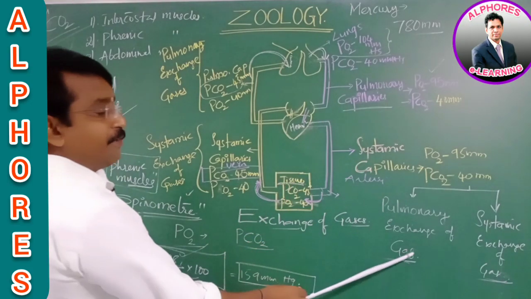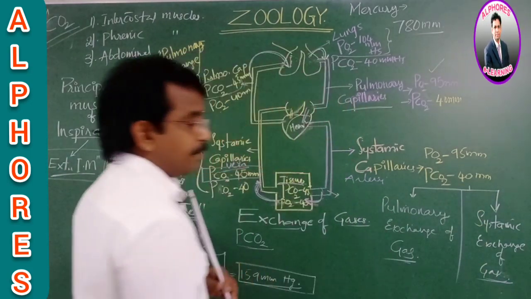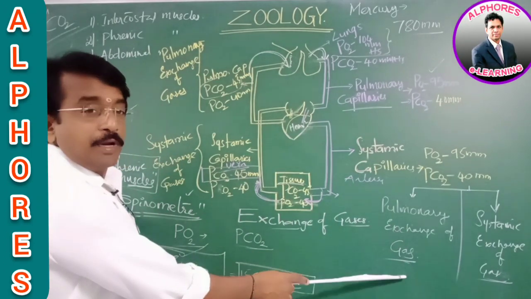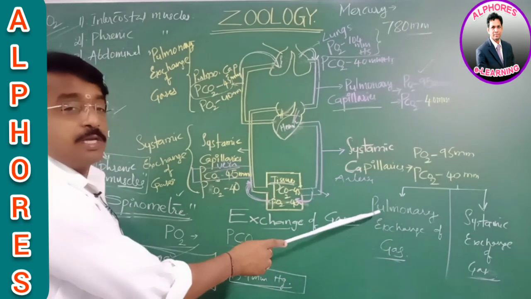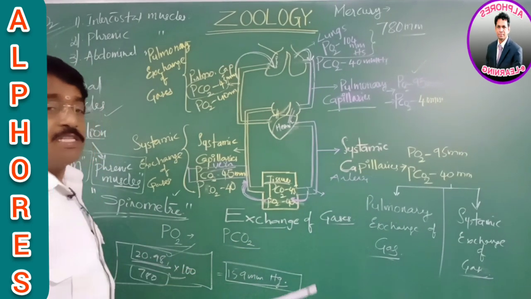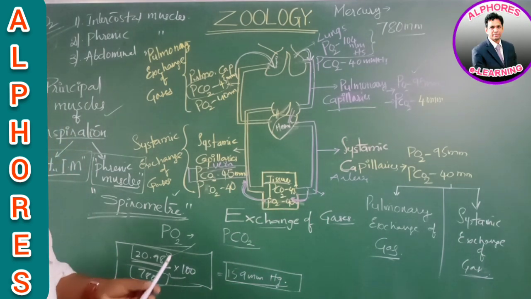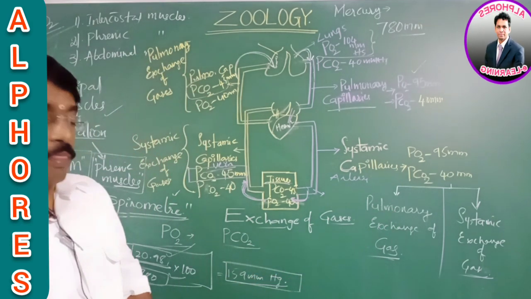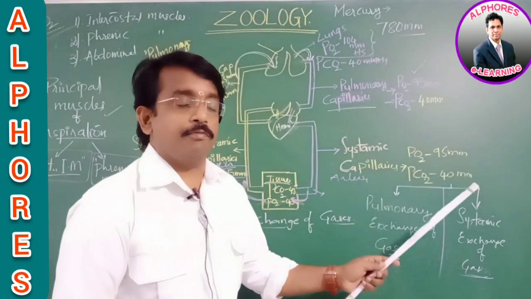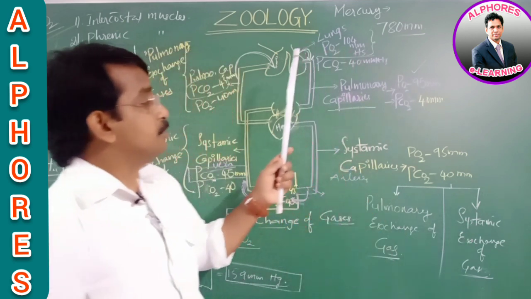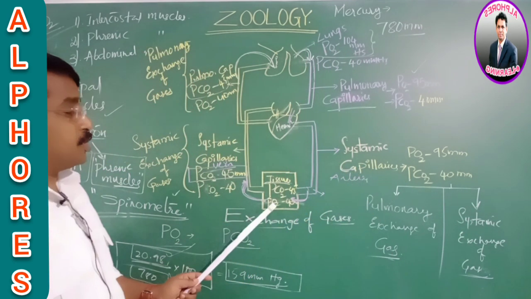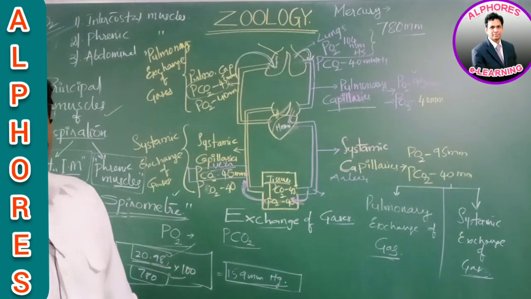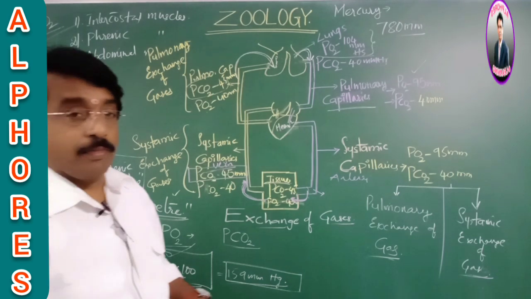If we go for the differences, pulmonary exchange of gases is the exchange of O2 and CO2 between the lungs and the pulmonary capillaries, and vice versa. Systemic exchange of gases is the exchange of O2 and CO2 between the systemic capillaries and tissues, and vice versa. That's what we see.